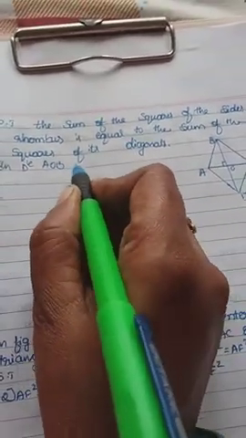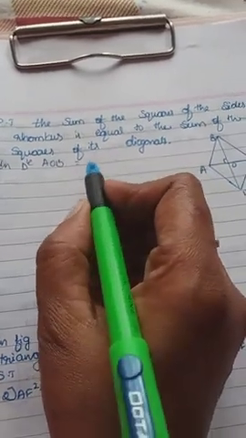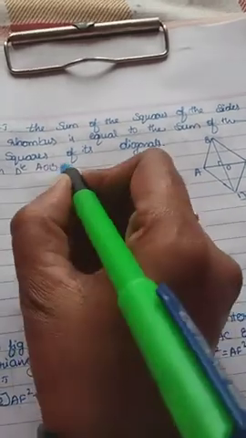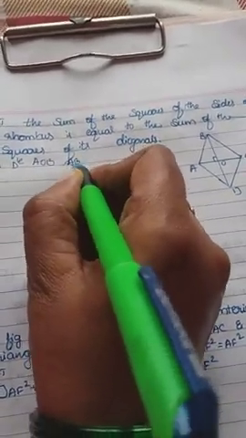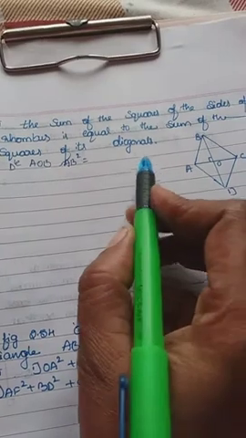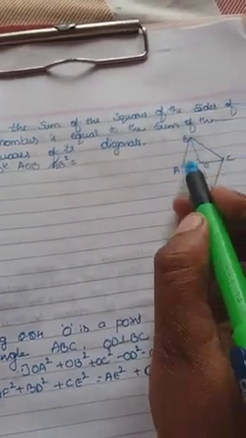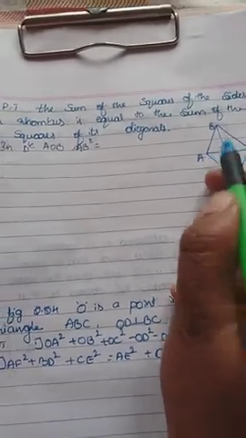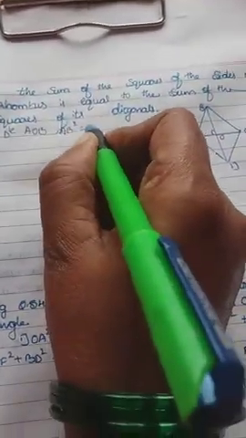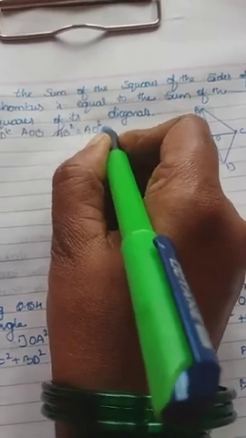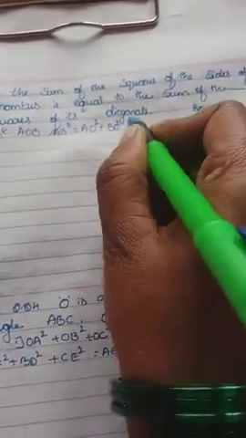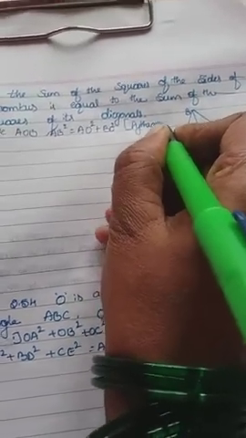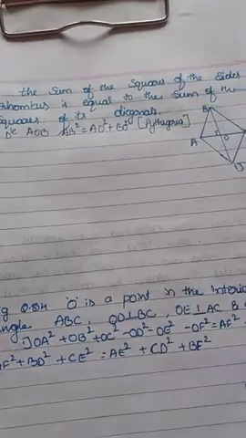In triangle AOB, according to Pythagoras theorem, what can we write here? The hypotenuse is AB, so AB square equals the other two sides, AO and BO. So we can write AB square equals AO square plus BO square. According to which theorem? That is the Pythagoras theorem, we are applying here.